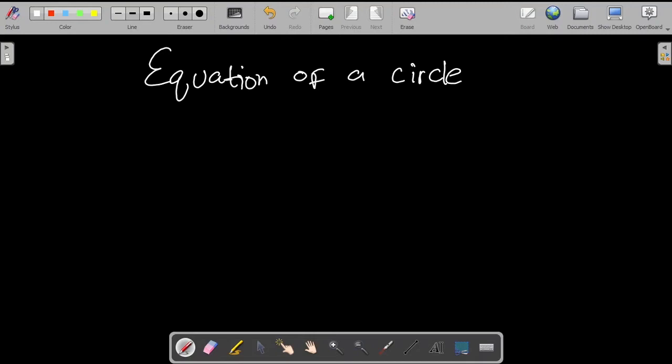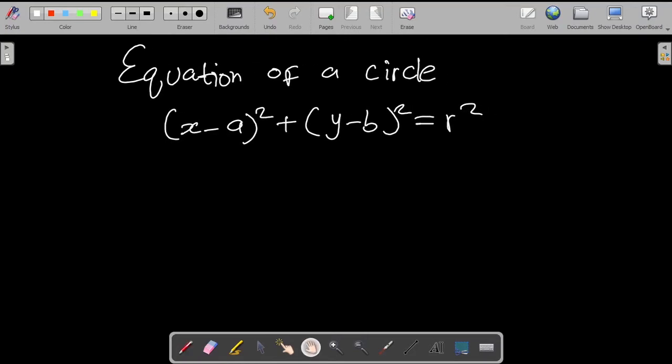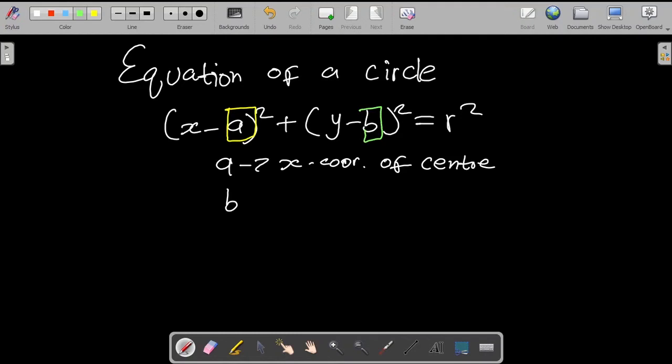Just to recap, just as any function in mathematics has a standard form, this is the standard form to describe the behavior, size, and shape of your circle. The A would be the x-coordinate of the center, and the B is the y-coordinate of the center.